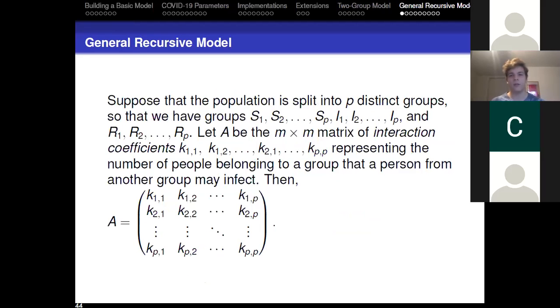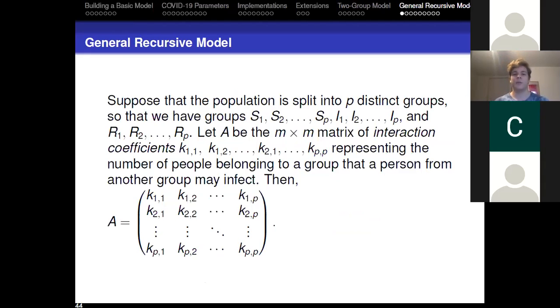Okay, so that was the two-group model, which is the simpler of the models that we created. But it's also desirable to create a model that accounts for more population groups split by age, because as we said before, age can have a relatively major impact on the way COVID spreads. So in order to describe this more general model, we're going to have to use linear algebra.